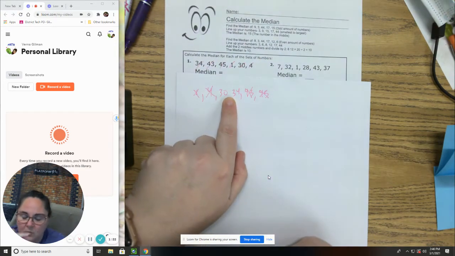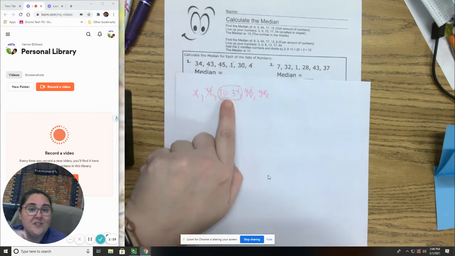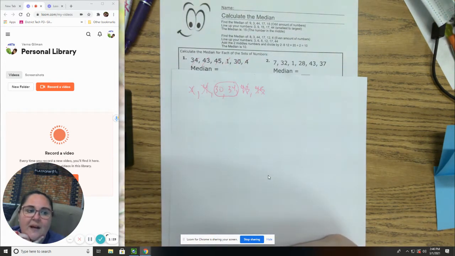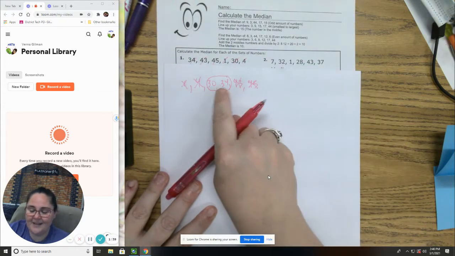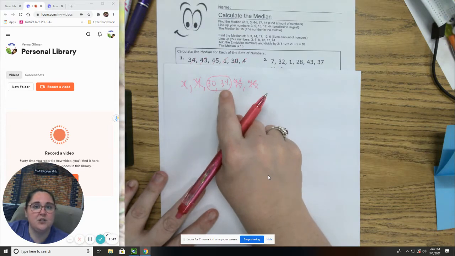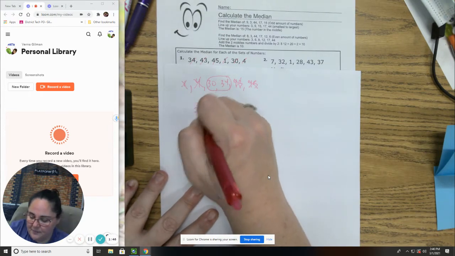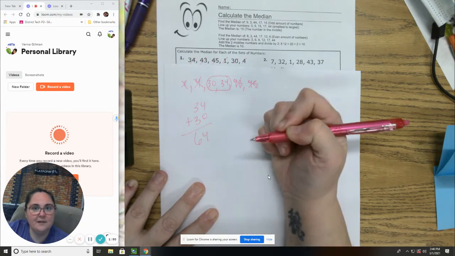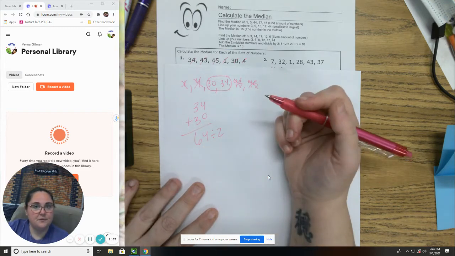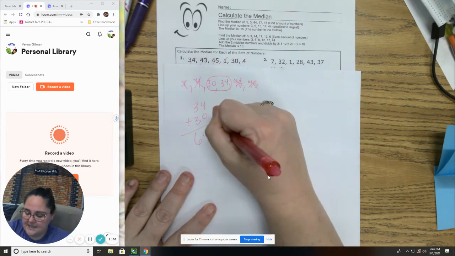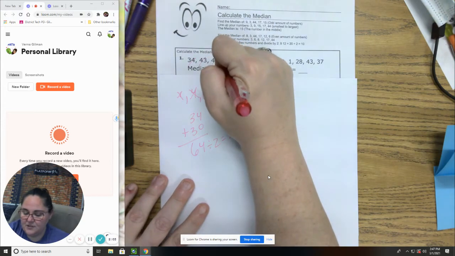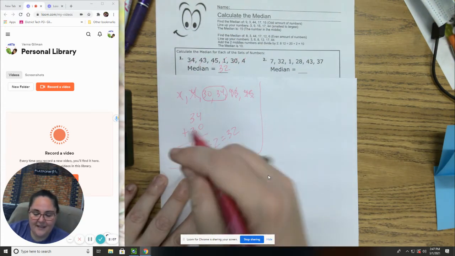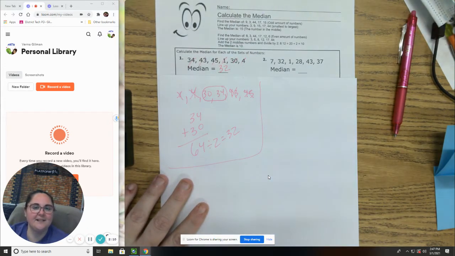Uh-oh. We haven't had this before. We haven't talked about this before. So this is what happens when you have two numbers in the middle. Now, when you're trying to find the median of a number, you can't use two numbers. You have to do something else. So this time, I'm going to find almost like the average or the mean of these two numbers. So I'm going to do 34 plus 30 equals 64. And then I'm going to divide by 2 because it's right in the middle. I need the halfway mark. 64 divided by 2 is 32. So for this one, my answer for my median would be 32. That's how you find your median if you have an even number of data points in your data set.